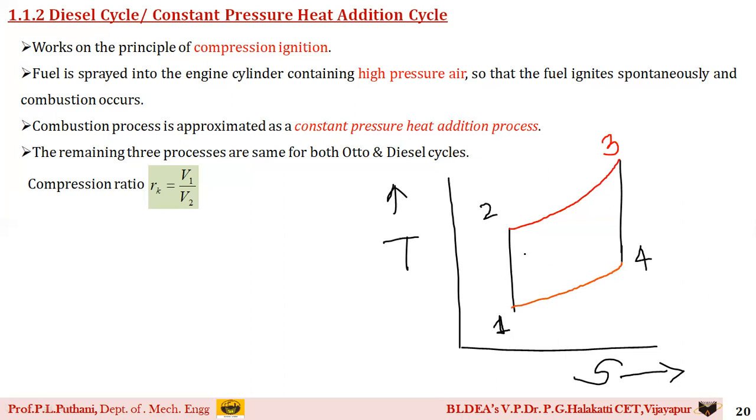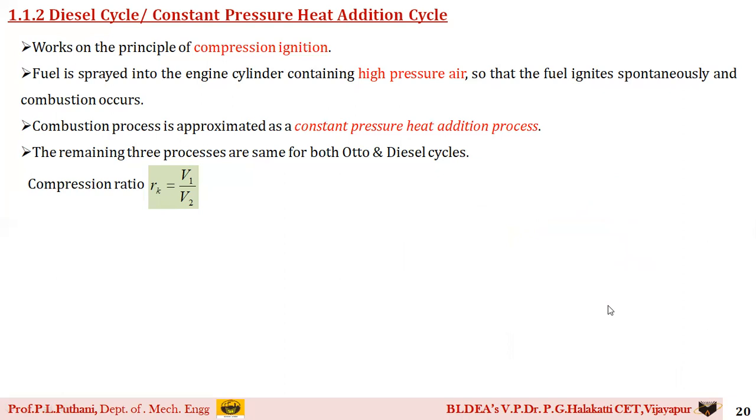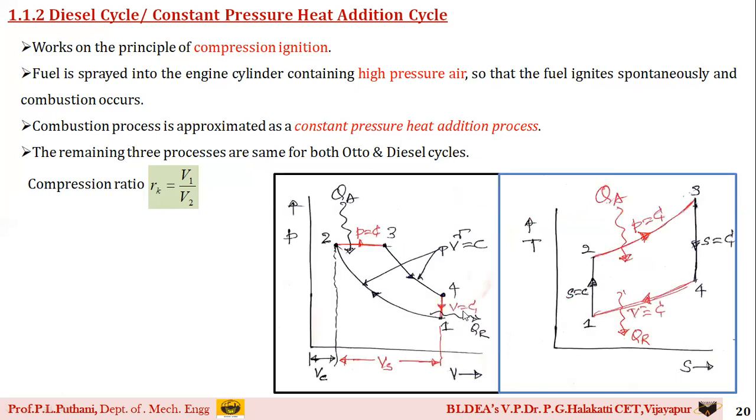So it is somewhat like this, students. 1 to 2, 2 to 3, 3 to 4, and finally 4 to 1. This is the TS diagram, which I have already drawn, you can see here.